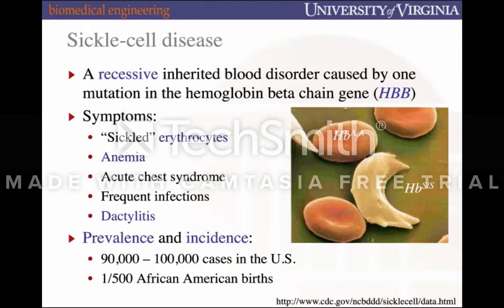And so sickle cell disease primarily affects African Americans of West African descent, and it happens in 1 in 500 births. And we'll actually take a moment towards the end of the lecture to explain why it emerges in West African populations.